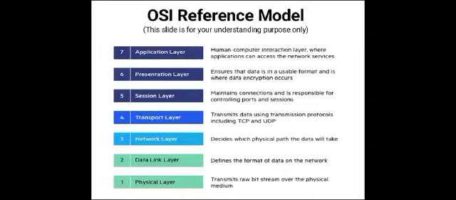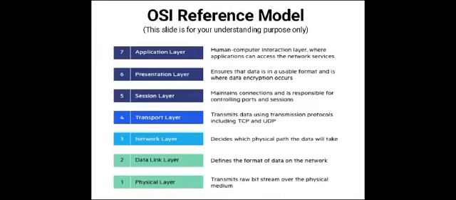And now coming to the topic, which is the OSI reference model. This OSI reference model consists of 7 layers, which start from the basic physical layer to the application layer. The bottommost layer is the physical layer, which transmits the raw bit stream over the physical medium, and the second one is the data link layer. This defines the format of data on the network, and third is the network layer. This network layer provides the physical path that the data will take, and the fourth is the transport layer.